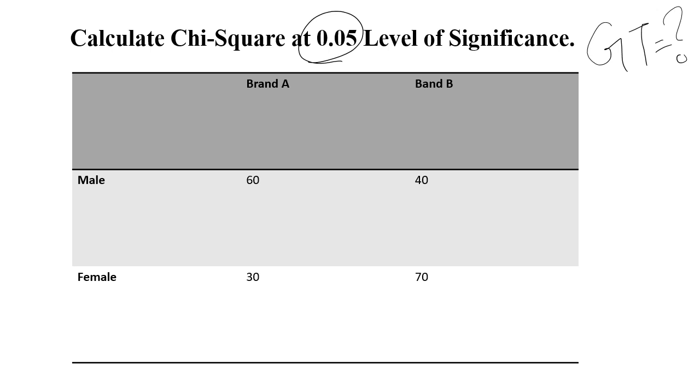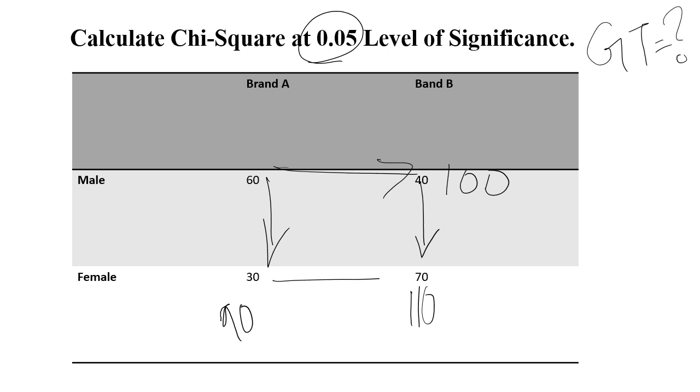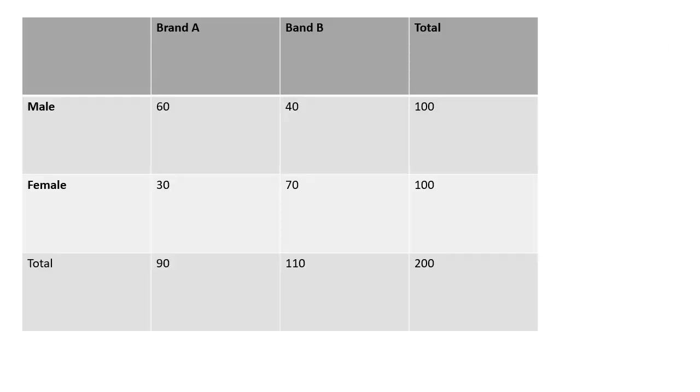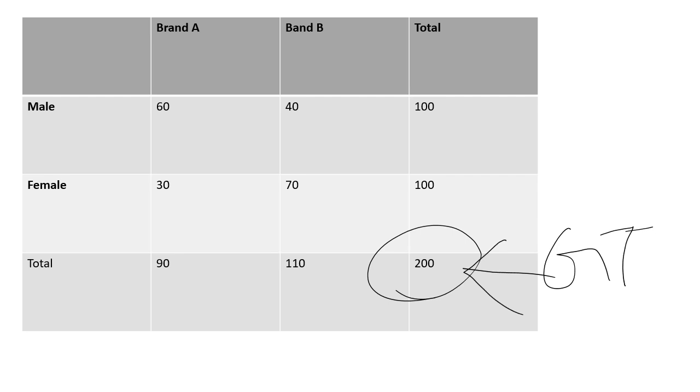So for calculating the grand total we have to add 60 plus 30 gives us 90, 40 plus 70 gives us 110, 60 plus 40 gives us 100, 30 plus 70 again gives us 100. If we add 100 plus 100 gives us 200, and if we add 90 plus 110 again gives us 200. So this is our grand total value.